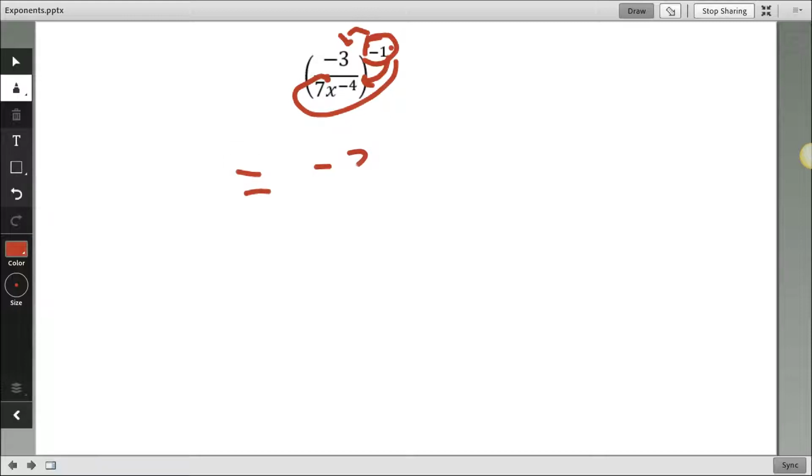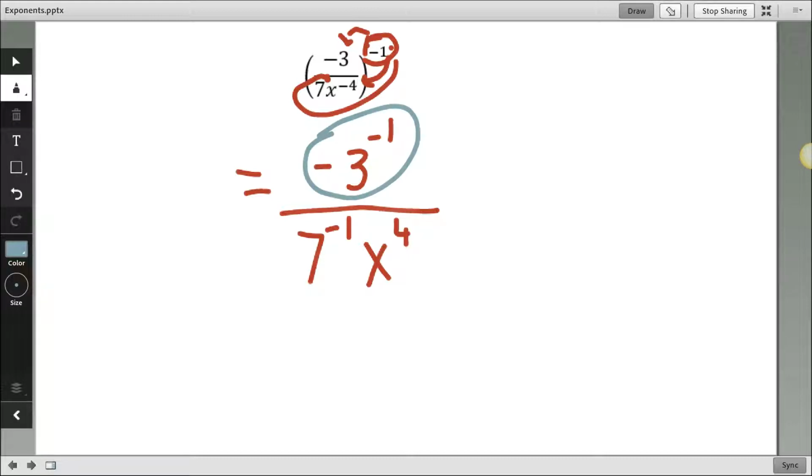So we're going to have negative 3 to the negative 1st power over 7 to the negative 1st power, and then x, and here's where you multiply. Negative 1 times negative 4 is positive 4. So that becomes a positive 4. And now we have to move things based on negative exponents. Only negative exponents move. Anything with a positive exponent is perfectly fine to stay where it's at. So this has to move, and this has to move. The x to the 4th stays right where it's at.